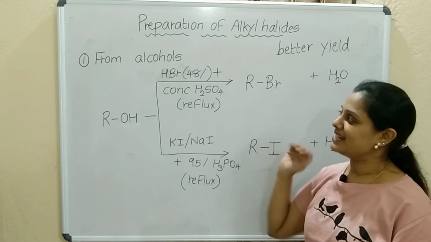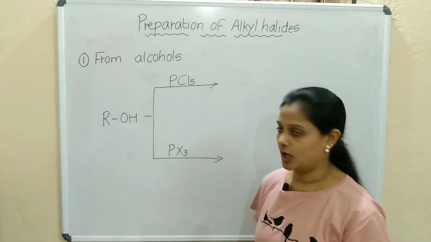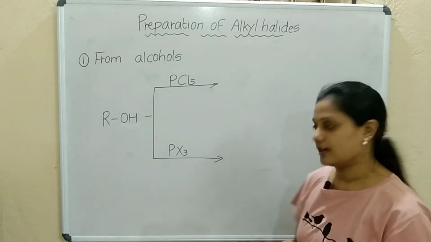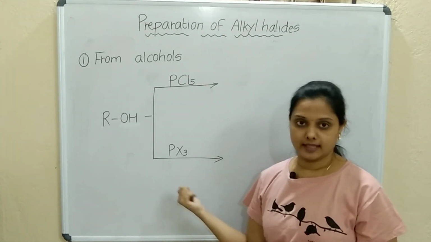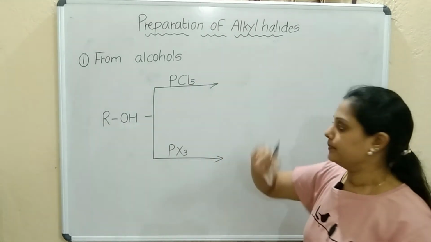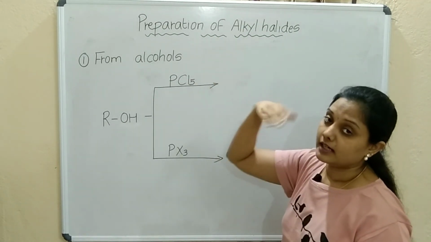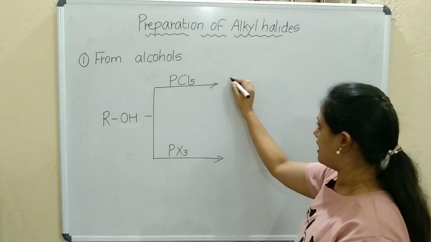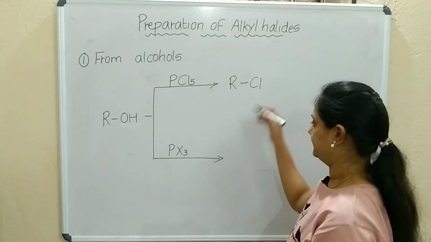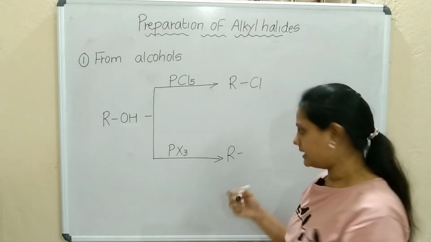Still the preparation is left from alcohols. We'll check that. Last two preparations from alcohols: reacting the alcohol with PCl5, phosphorus pentachloride, or with PX3. X can be any halogen here. But here it is with PCl5. So alcohol is treated with PCl5. What are we preparing? Alkyl halide. What is the alkyl? R. What is the halogen? Cl. Done. Here also R, and X I have written can be fluorine, chlorine, bromine, iodine, any halogen.